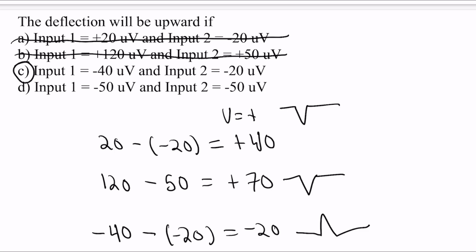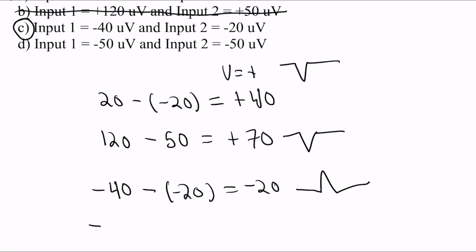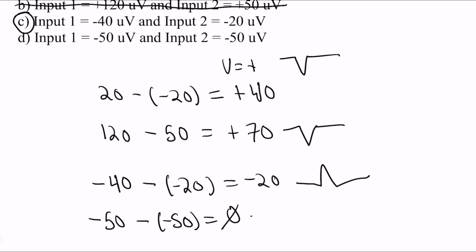And just for some extra practice, we can go ahead and do D. If we have negative 50 microvolts and we subtract negative 50, that is going to give us 0 total voltage. So what happens when we have 0 total voltage? That just means that there will be no deflection and the EEG will be flat.